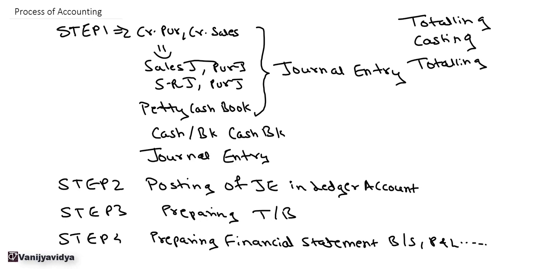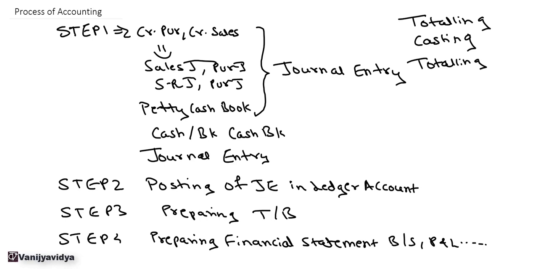So there might also be a wrong entry in the sub ledgers. For example, say there was a sale to Mr. A. So the entry should have been A's account debit to sales account. But instead of debiting A's account, B's account is debited wrongly. So this is also one of the errors. So there might be certain errors in step 1.